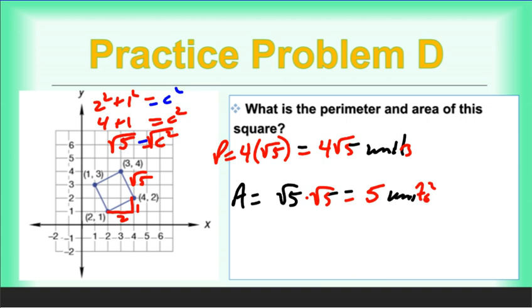So just to review before we close, anytime you square a radical, or you multiply a radical by itself, it always becomes the radicand, whatever's inside the radical symbol. That was our lesson today on geometric measures with radicals.